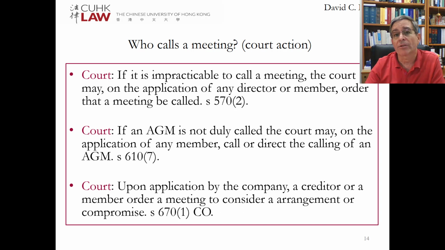In that case, the creditors may bring to the court's attention a proposal to call a meeting in order to have what's called a composition with creditors. So the court may call a meeting when the directors are not doing so, or the company needs a meeting and it is impracticable to do so, or it is necessary to do so in order to keep the company from entering insolvency and reorganize its debt.